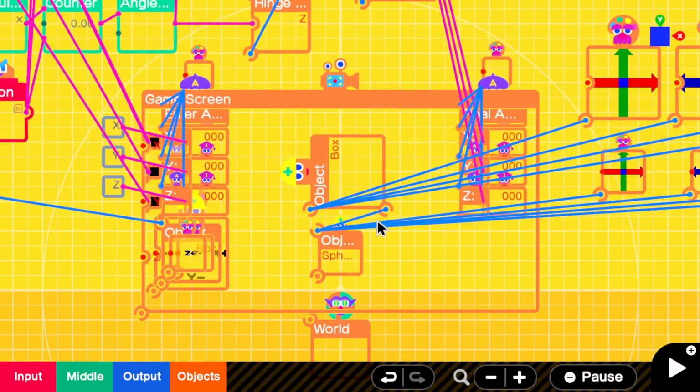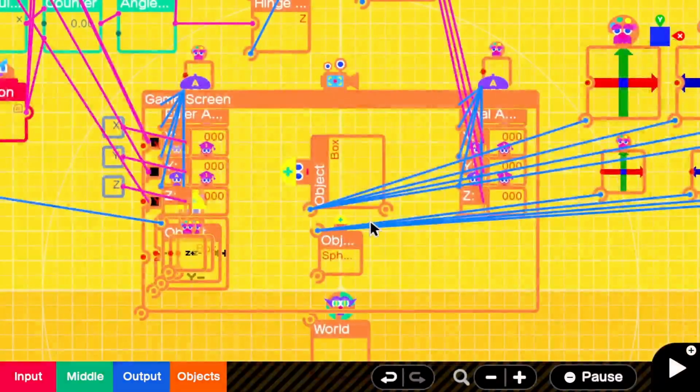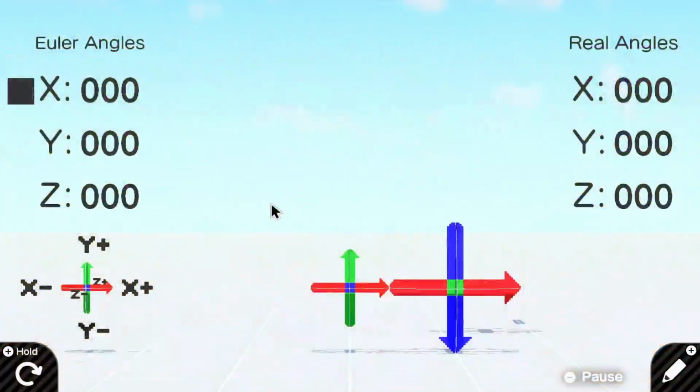Now, if we change the setting to be x minus to the x plus of this, what the game will do now is basically rotate this thing to make sure that this face is connected to this face. It will just rotate this thing 90 degrees that way and connect this part to this part. And you can see if we do that, so x minus to x plus, it will do exactly that.